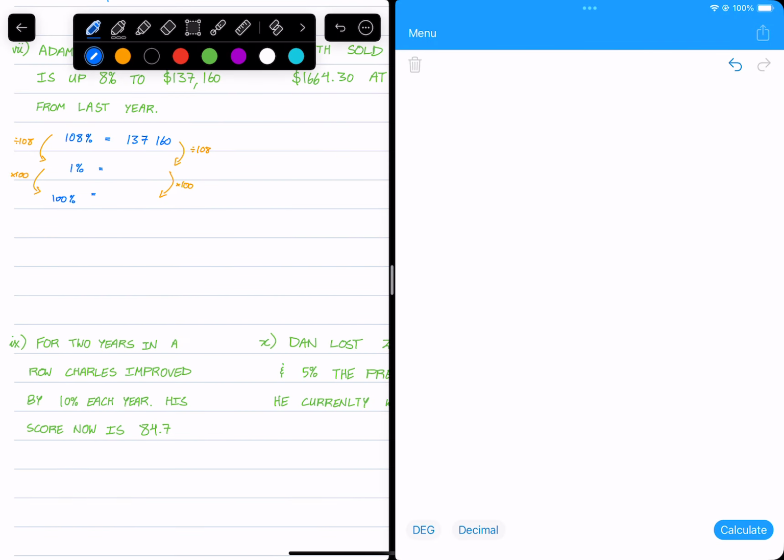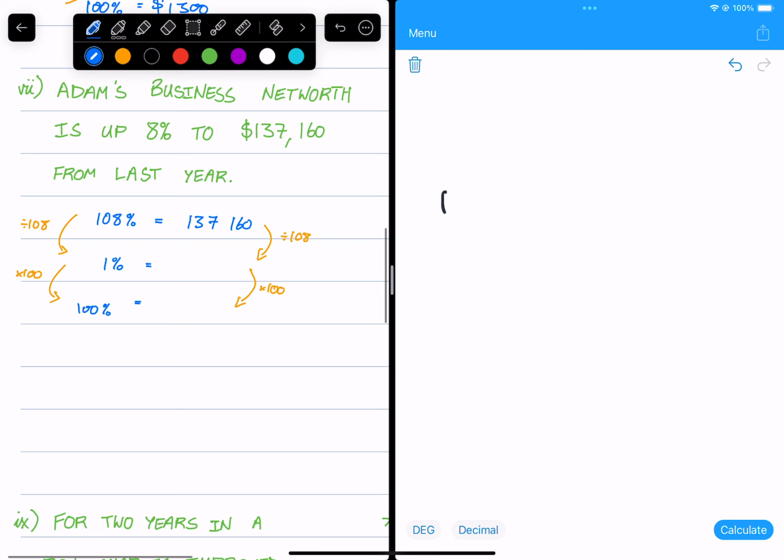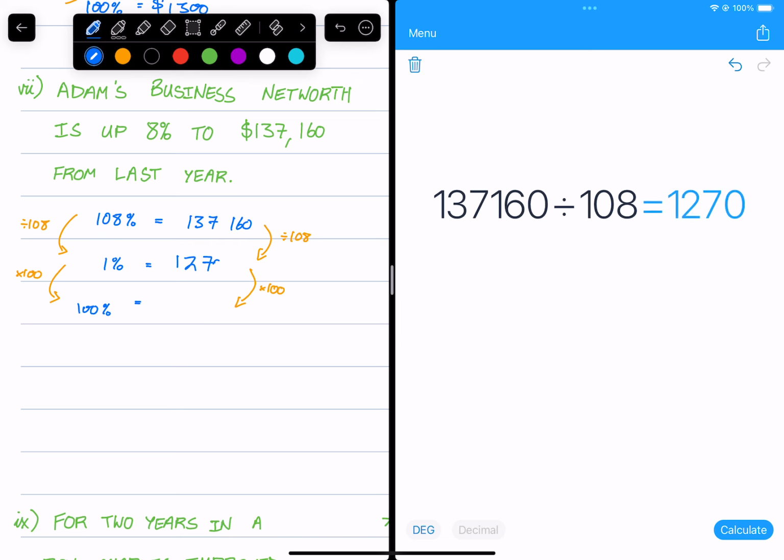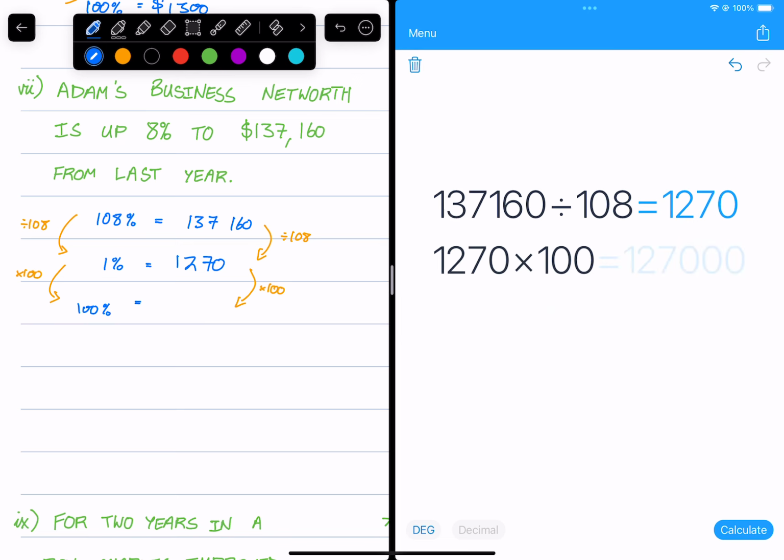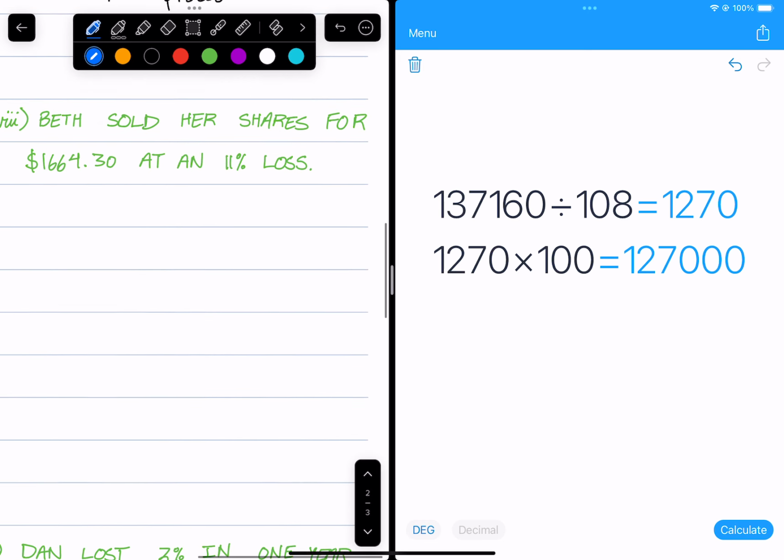So using our calculator, 137,160 divide by 108. That gives us 1270. And we take this amount and we multiply that by the 100. 127, 3 zeros. So the original value was $127,000. Okay, let's move on to the next.